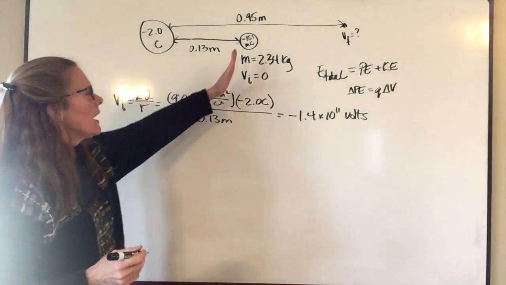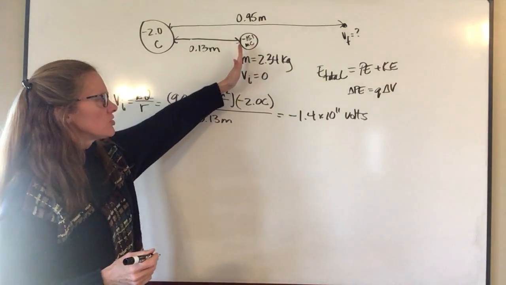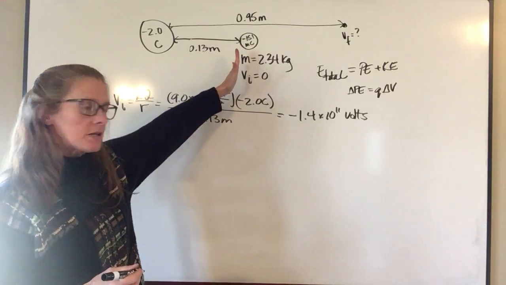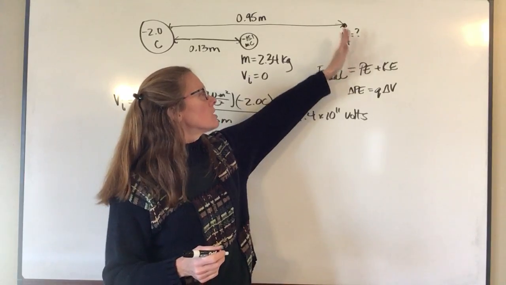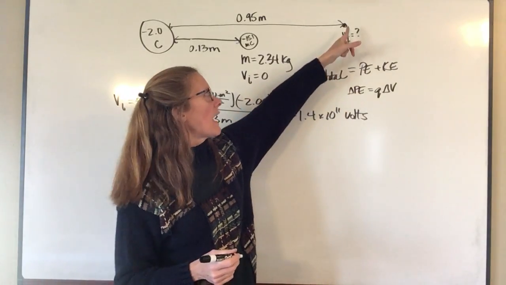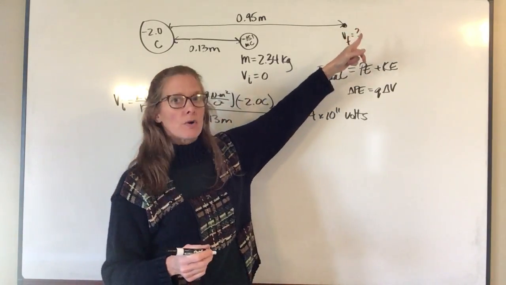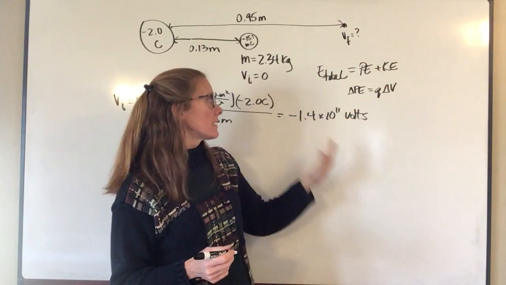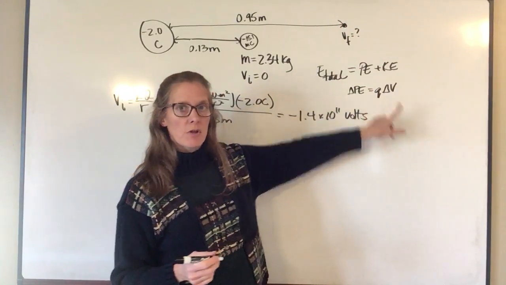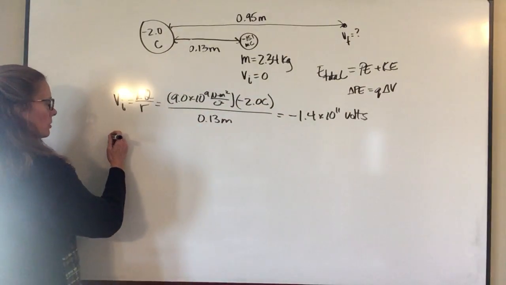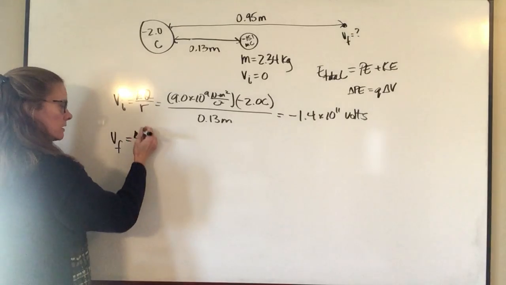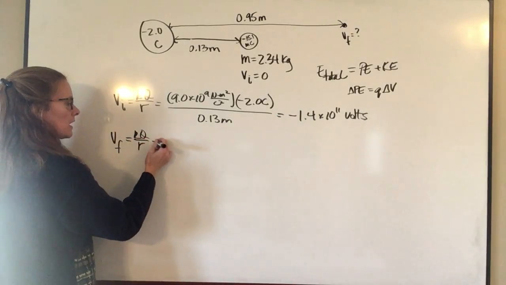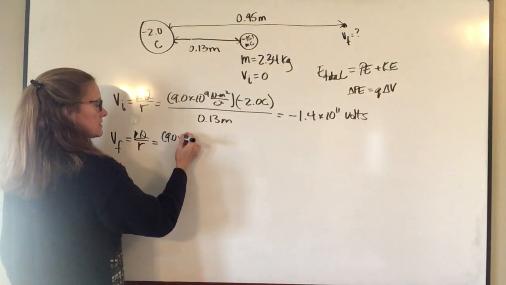So now what I need to do is, I know that it's all potential energy, and part of it is going to get converted to kinetic energy because it's going to start accelerating in this direction. So how much potential energy is it going to have when it gets out here? Well, to find the potential energy out here, I've got to find the electric potential at that point. So the electric potential at the final position, again, kQ over r. And so k is the same.